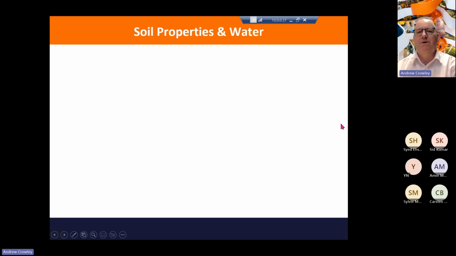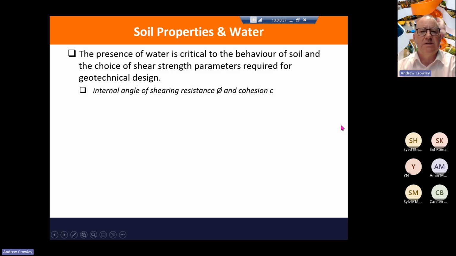Water plays a big part in the design of your foundations, and it's critical to the behavior of the soil, and it determines the shear strength parameters.